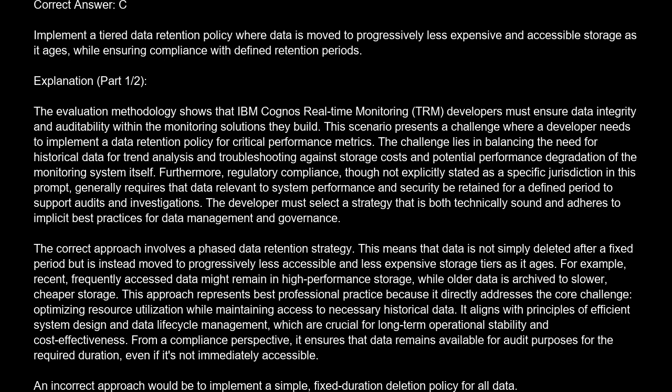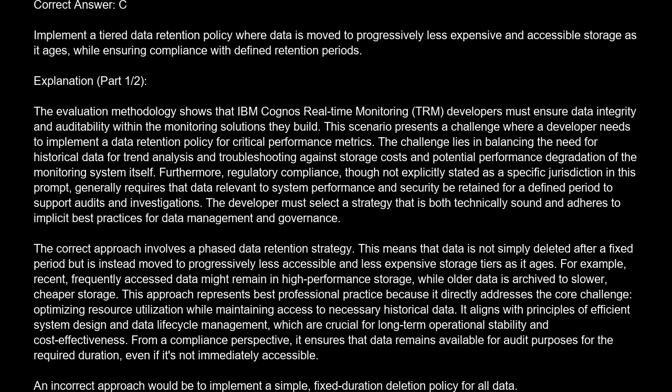Furthermore, regulatory compliance, though not explicitly stated as a specific jurisdiction in this prompt, generally requires that data relevant to system performance and security be retained for a defined period to support audits and investigations. The developer must select a strategy that is both technically sound and adheres to implicit best practices for data management and governance. The correct approach involves a phased data retention strategy.